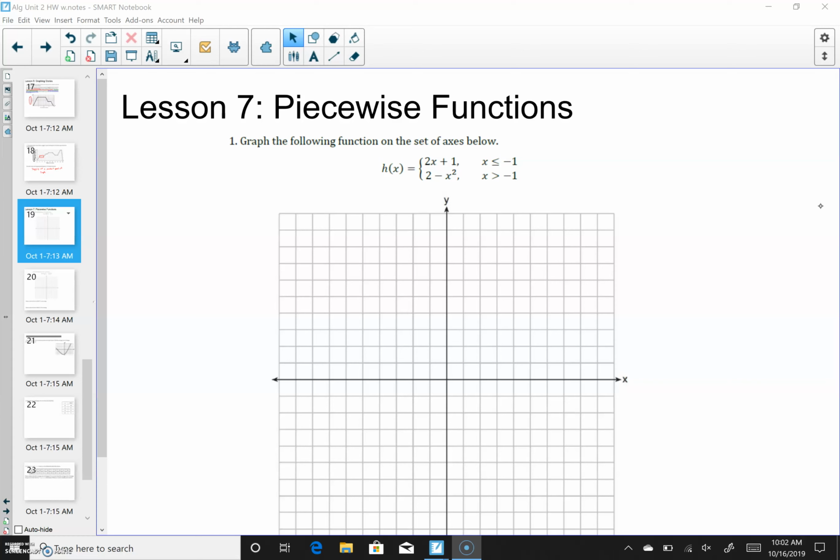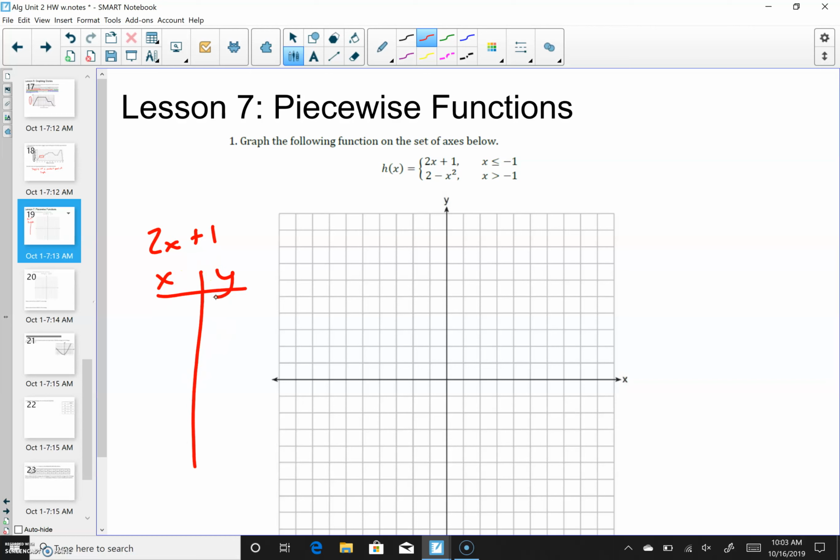So we'll start with the first one: graph the following set below. It's h of x equals 2x plus 1 when x is less than or equal to negative 1, and 2 minus x squared when x is greater than negative 1. So we need to be able to graph the two different equations, but only the points that they tell us.